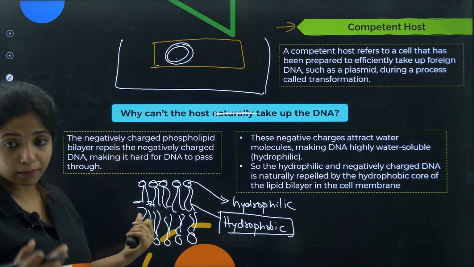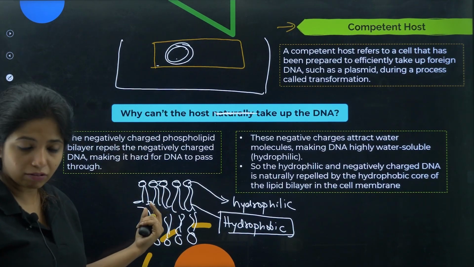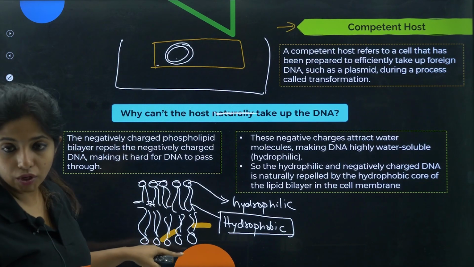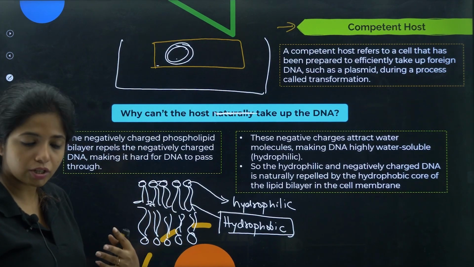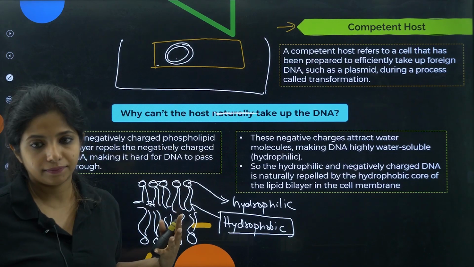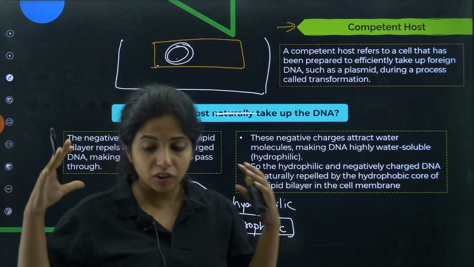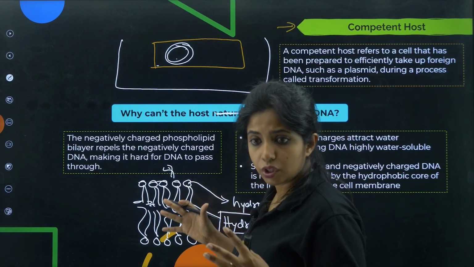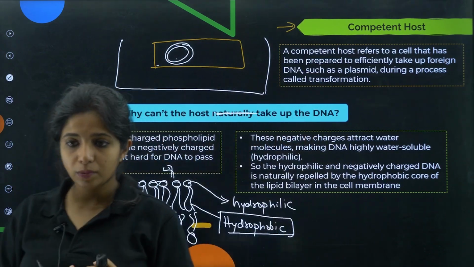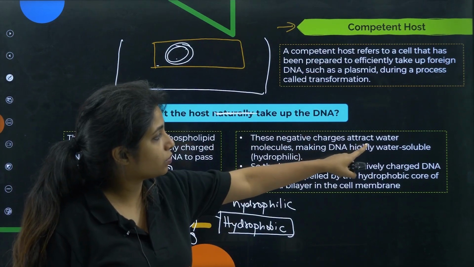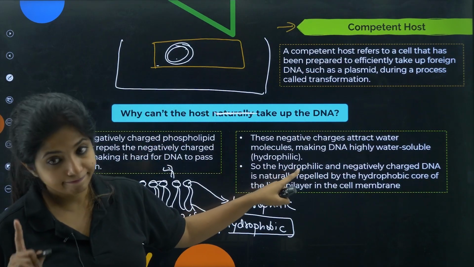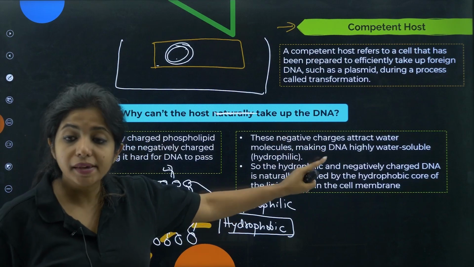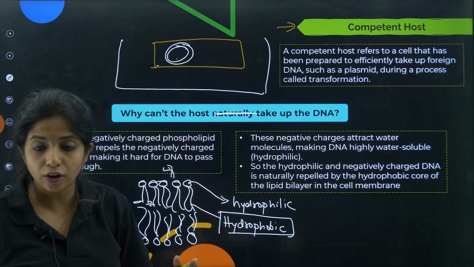Now the problem with the DNA is that DNA is negatively charged. That's the one big problem. And over here the top region that you see is also negatively charged. So negative comes, it will repel. For example, there is a DNA, it comes, it will repel. It does not want it to get inside. That is the first problem. And then the negative charges attract water molecules. What does the negative charge do, children? It attracts the water molecules, making the DNA highly water soluble, hydrophilic.